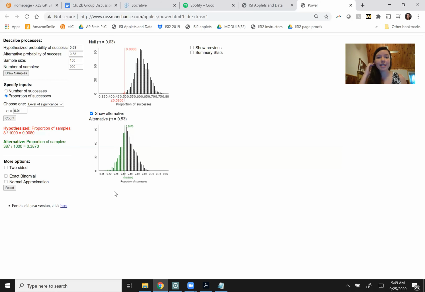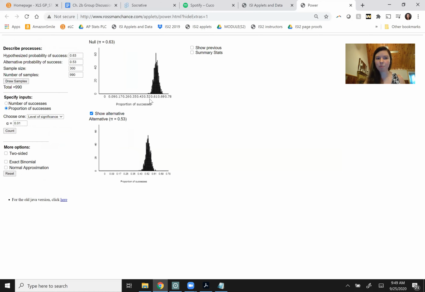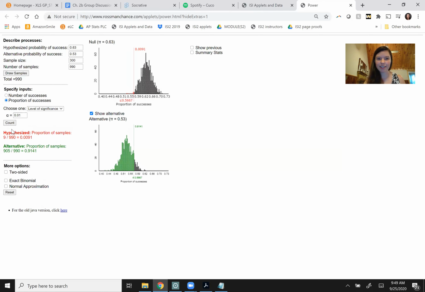So we can fix this by changing the sample size. So when I change the sample size, what's going to happen to those distributions? Can anybody make a prediction? So thinking about the shape, center, and spread of those distributions. The spread would decrease. Yeah, the spread is going to decrease. So let's do maybe 300 now. So the spread has decreased a lot.